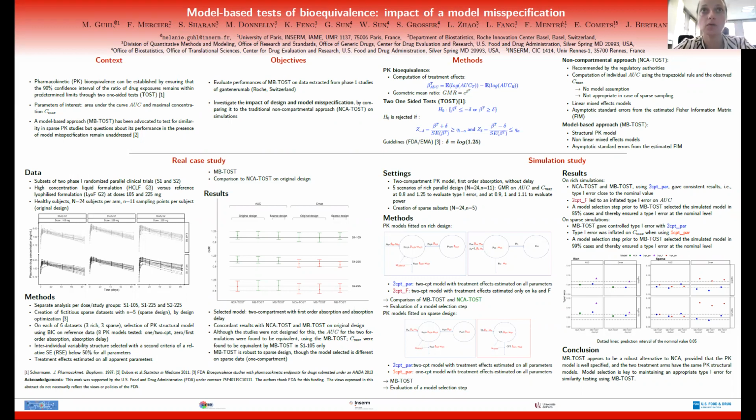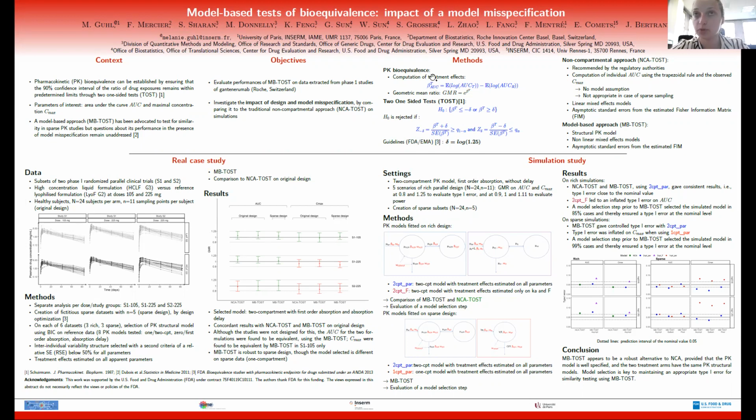To perform this test, what we do is that we compute a treatment effect beta, and then we perform two one-sided tests by comparing this beta to a threshold. This threshold has been fixed to log 1.25 by the regulation authorities. There are two ways to compute this treatment effect beta.